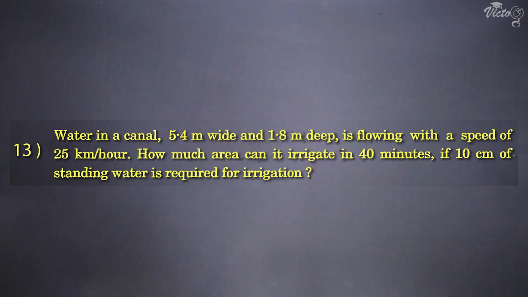Water in a canal 5.4 meter wide and 1.8 meter deep is flowing with a speed of 25 kilometers per hour. How much area can it irrigate in 40 minutes if 10 centimeter of standing water is required for irrigation?